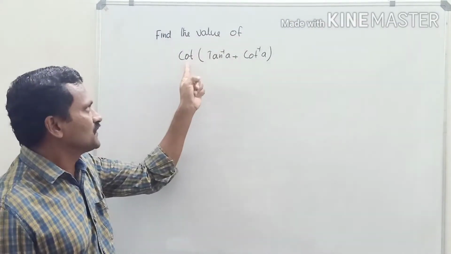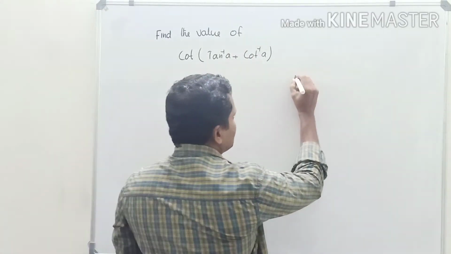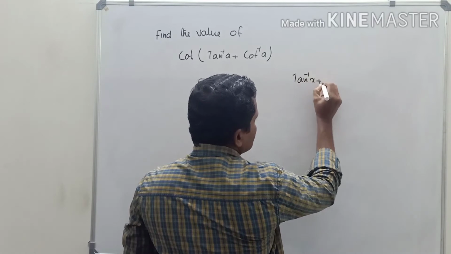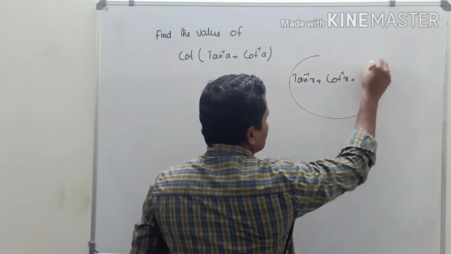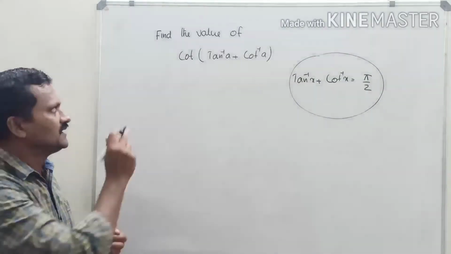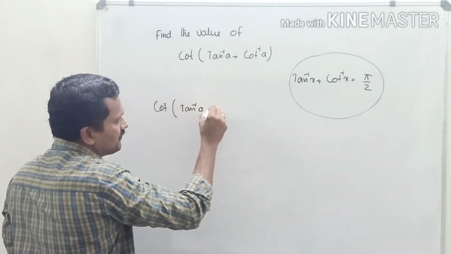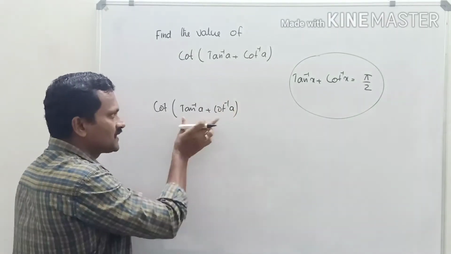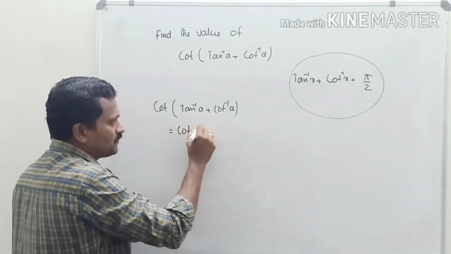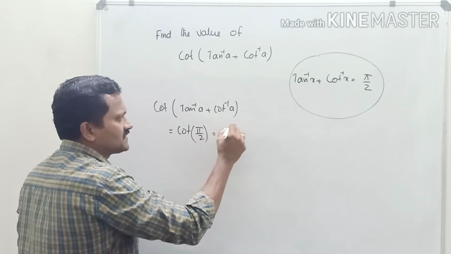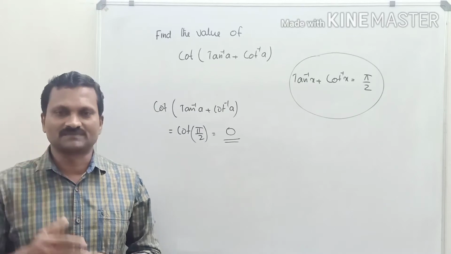Find the value of cot of (tan inverse a plus cot inverse a). We know that tan inverse x plus cot inverse x equals pi by 2. This is the result we use here. Now, find the value of cot(tan inverse a plus cot inverse a). It is of the form tan inverse x plus cot inverse x, that is cot pi by 2. Everybody knows the result, cot pi by 2 is 0. So, the answer is 0.